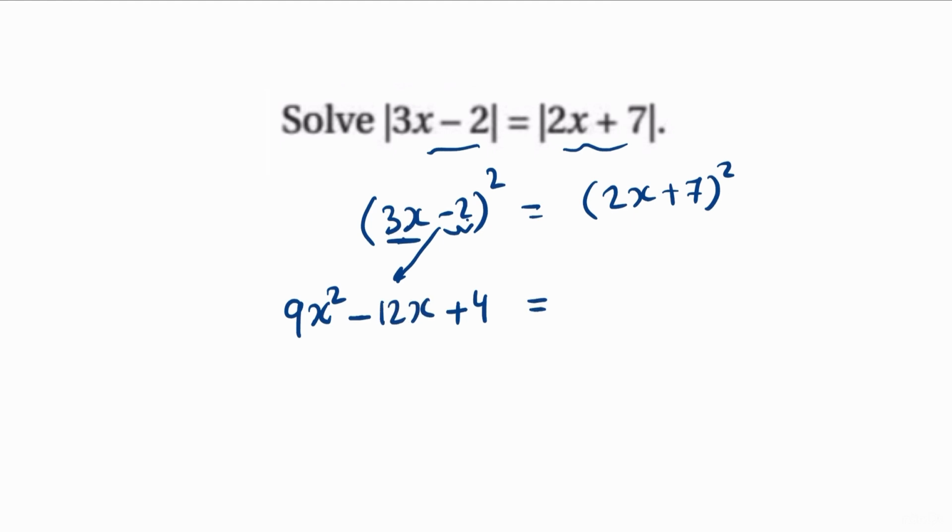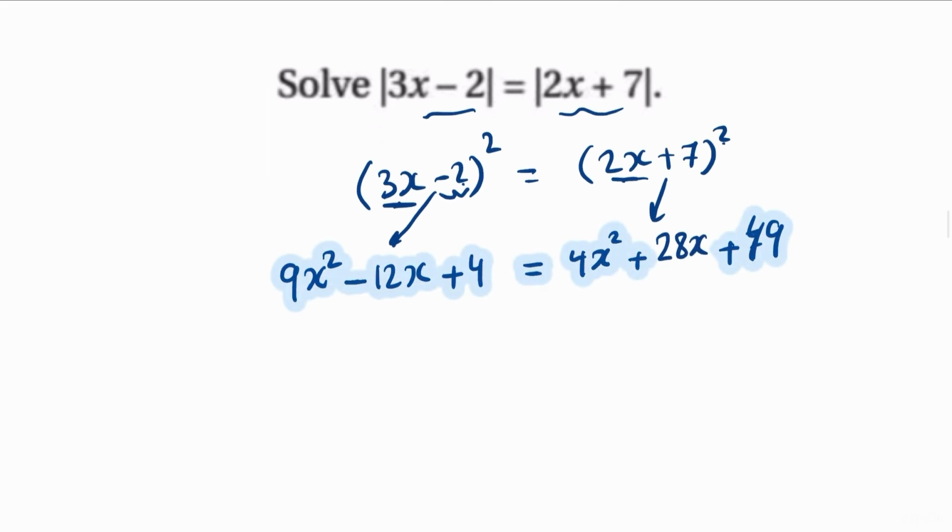On the other hand, the same idea, let's expand this. 2x times 2x is 4x squared. Positive 7 times positive 7, or 7 squared, is equal to 49, and the sign of the middle here is positive. Then multiply 2 by first times second, 2ab, so 2x times 7 equals 14, times 2 equals 28x.